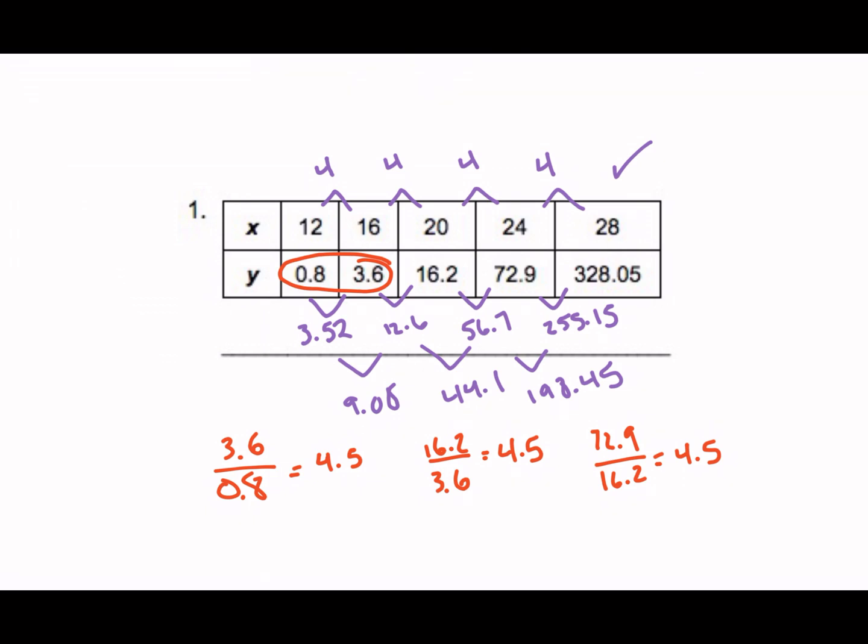So since that's the case, we have evenly spaced x values for constant ratio. That means the answer to this one is going to be exponential. All right, that's my first one.